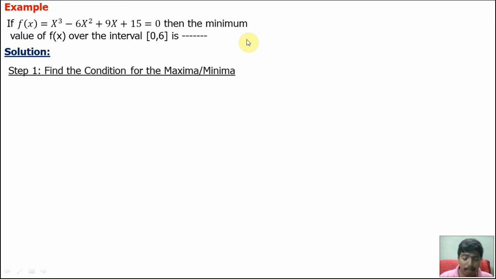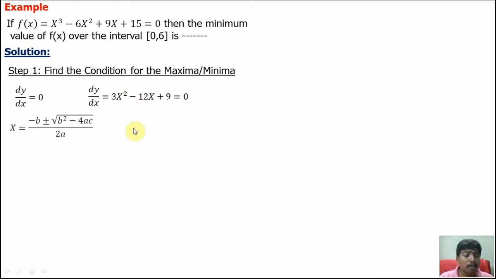So first we will find in what condition it is a maximum value or minimum value. So take the first derivative. First derivative is equal to 0. Here, what is the first derivative? dy by dx, that means f dash of x, is 3x square minus 12x plus 9, this constant value, equal to 0. This is the first derivative. Find the x value. This is a quadratic equation.